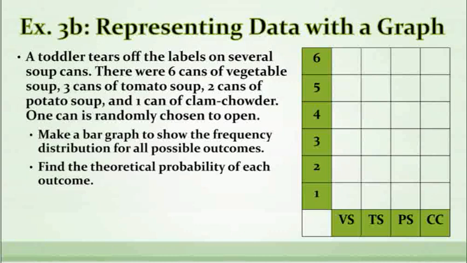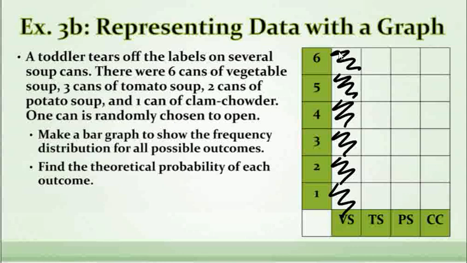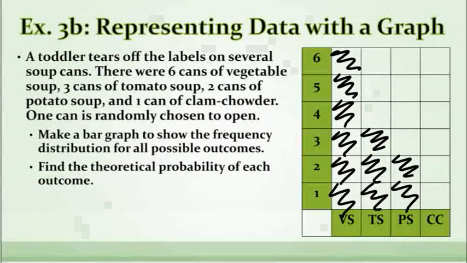So vegetable soup, there were 6. Tomato, there's 3. Potato, there's 2. And clam chowder, there's 1.